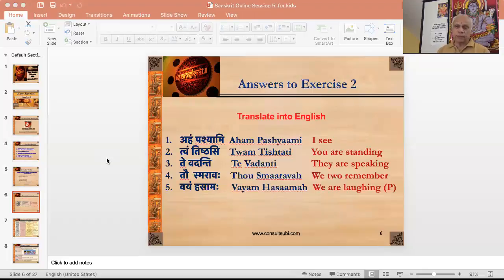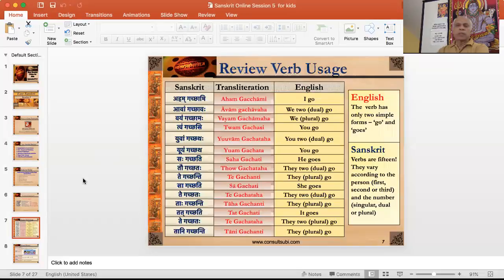Vayam, we. Okay? I'm going to give you a very quick review of the verb for you to understand. You can take a printout if you like, and if you fix it on your wall, every day you can look at it and remember that. This is a summary chart. Next one, as you see, is a summary chart. It's a review of verb usage. Aham, first person. Aham gachami means I go.